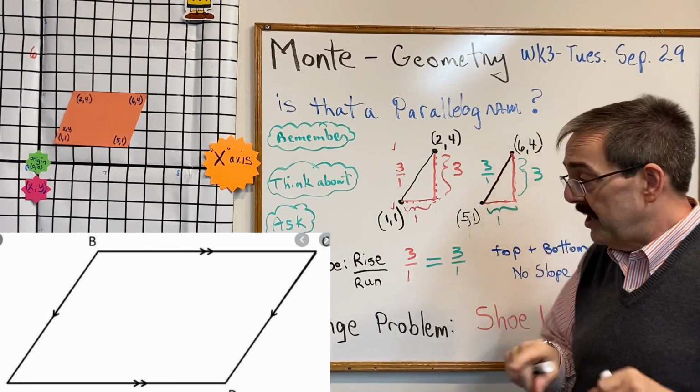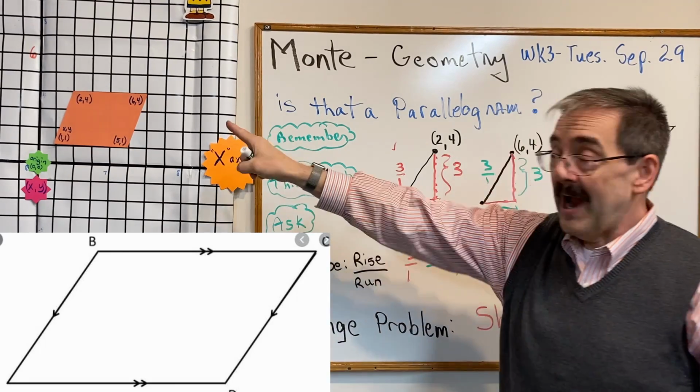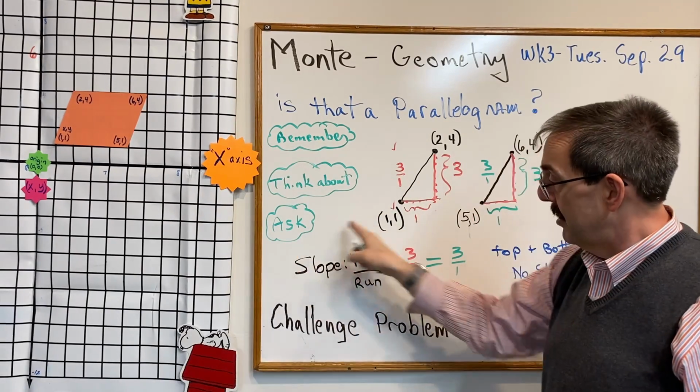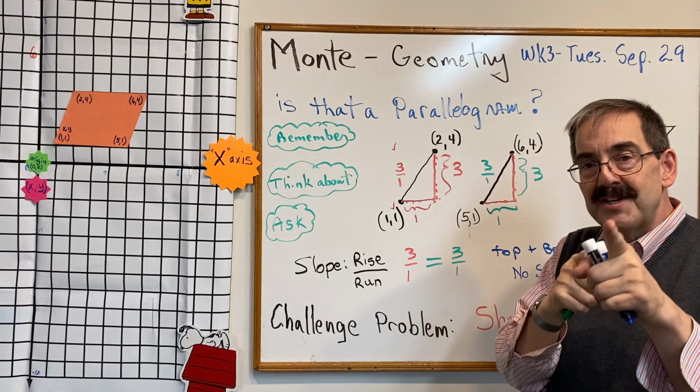So this week, we've got to make sure that graphically we can determine the slope of a line, rise over run.